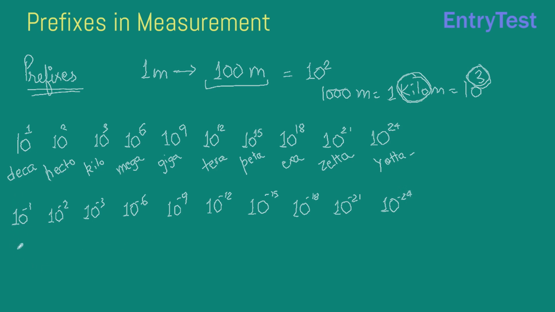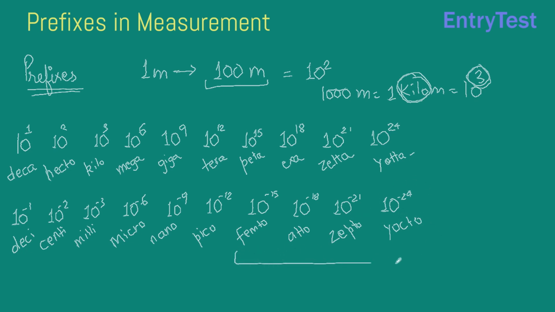So 10 raised to power minus 1 is known as deci. 10 raised to the power minus 2 is known as centi. 10 raised to the power minus 3 will be known as milli with double L. 10 raised to the power minus 6 is micro. And then we go on to nano. Then we have pico. This one is femto, and then we have atto, zepto, and finally yocto.